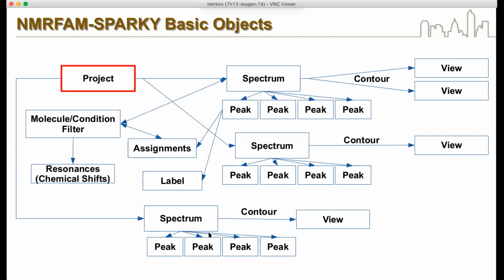And then spectrum will have different signal information from your data that will be automatically picked or annotated by yourself. And then assignment will be given to each single peak, and then they will be averaged by Sparky, and that will make resonance chemical shifts. And then usually people do not set molecule condition filter, so that's just undefined. But if you have data collected in different conditions, you can set molecule condition differently, and then you will have different chemical shifts per your molecule condition setting.